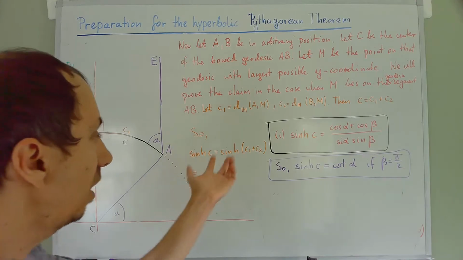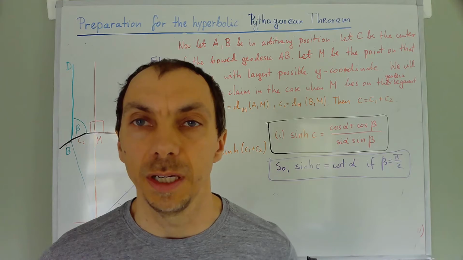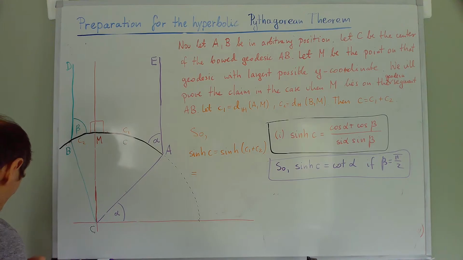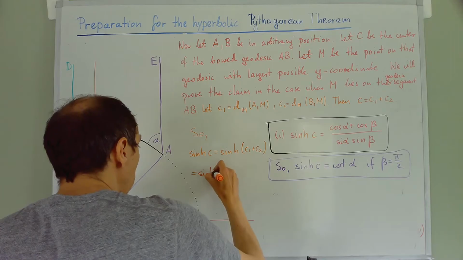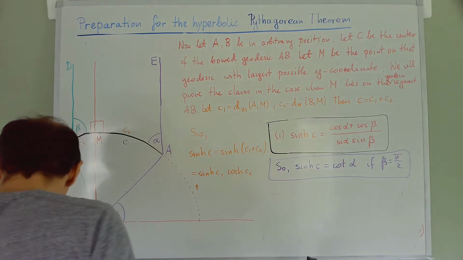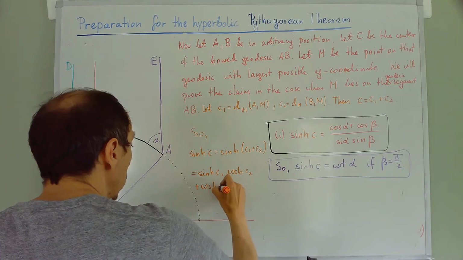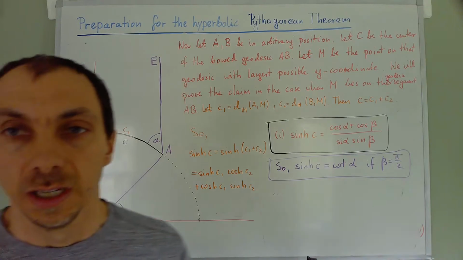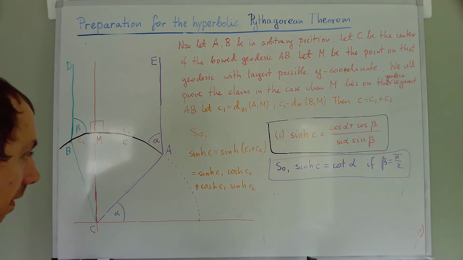Recall that sine of alpha plus beta is sine alpha cosine beta plus sine beta cosine alpha. Something similar actually holds here. So the formula is sinh C1 cosh C2 plus cosh C1 sinh C2. So it is essentially the exact analog of what holds for the standard trigonometric functions.